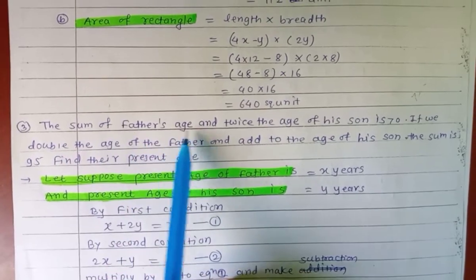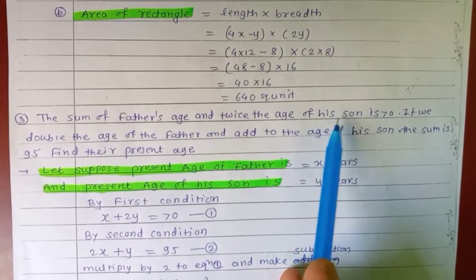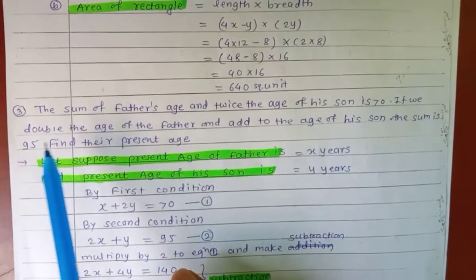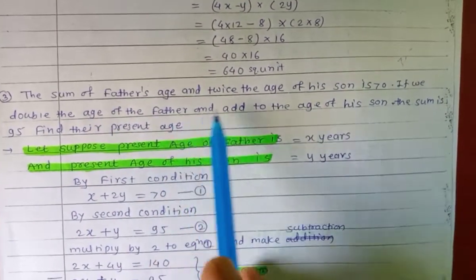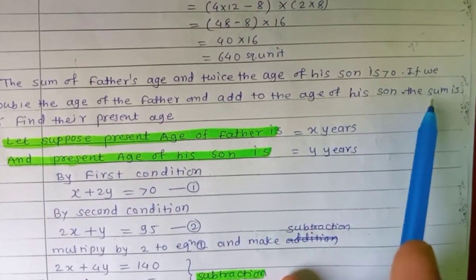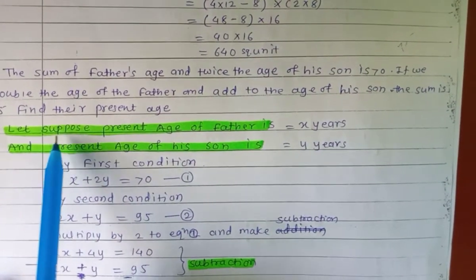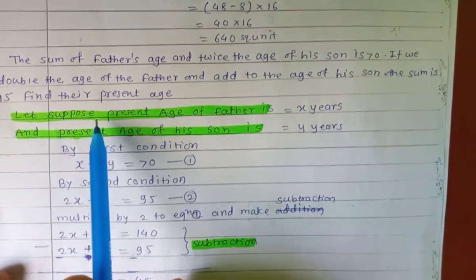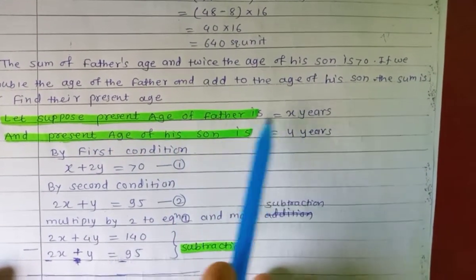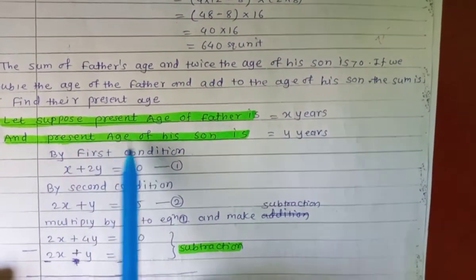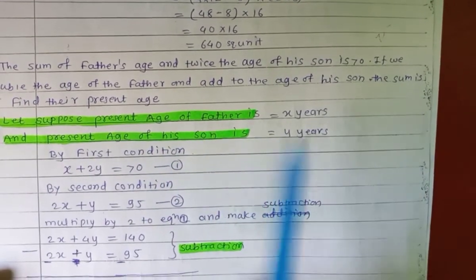The sum of father's age and twice the age of his son is 70. If we double the age of the father and add to the age of his son, the sum is 95. Find their present ages. We don't know their ages, so we have to suppose the present age of father is x years and present age of his son is y years.